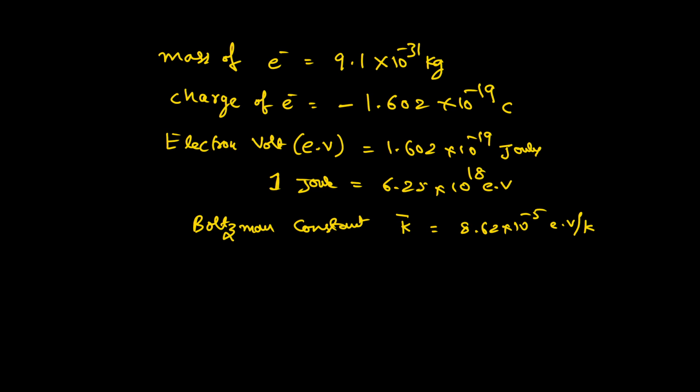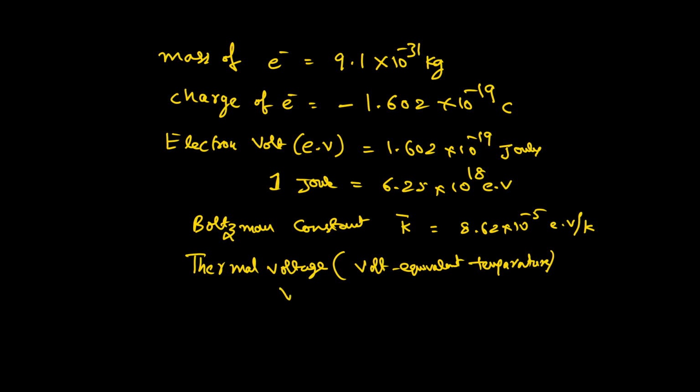And from this, another important term is defined, that is the thermal voltage. It is also called the volt equivalent of temperature, which is denoted by VT. This VT is equal to KT by Q, where K is the Boltzmann constant and Q is the charge. If you substitute those constant values, it gives T by 11,600, where T is the temperature in Kelvin. We have to write the temperature in Kelvins, not in centigrade.